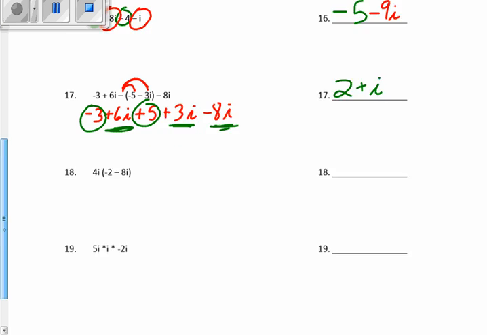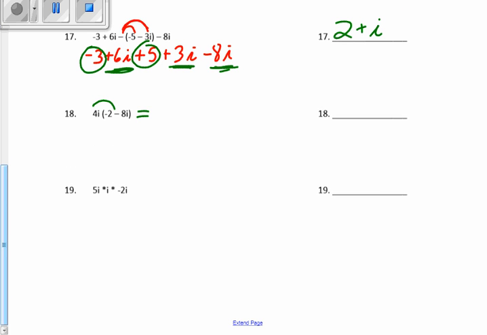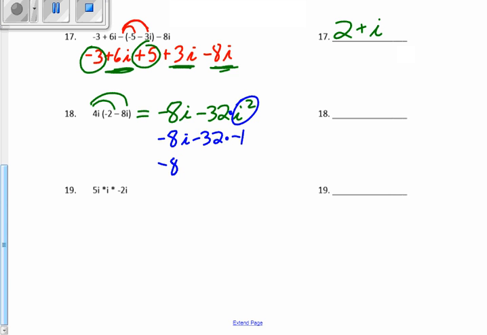18. 4i times negative 2 is negative 8i. 4i times negative 8i is a negative 32i squared. Anytime you have an i squared, you can simplify that. So this is like negative 8i minus 32. There's a multiplication between, so i squared is negative 1. So it's negative 32 times negative 1. So negative 32 times negative 1 is positive 32. So we could write this with the real number first, 32, and then minus 8i. You could also write this negative 8i plus 32. Either way, doesn't really matter to me.